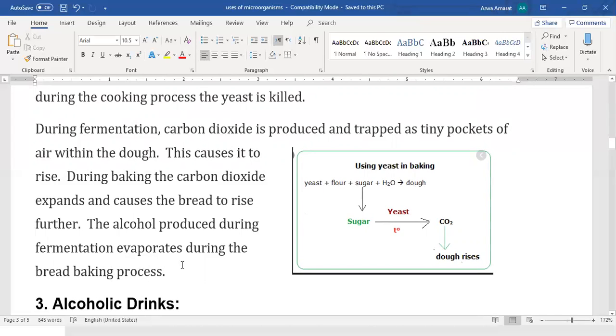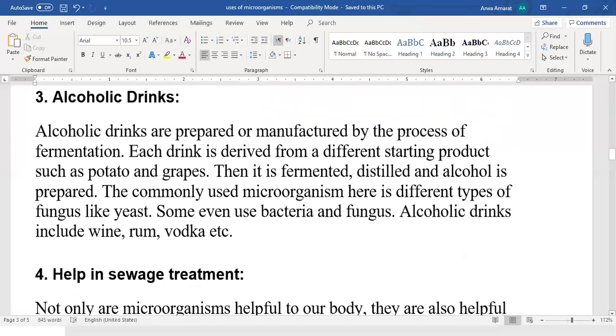Alcohol produced during the fermentation evaporates during baking. Alcoholic drinks are also made this way. They do it with different types to make alcoholic drinks, also by fermentation. But in this example, the alcohol remains, does not go away, and the drinks have alcohol. We have different types. Even bacteria and fungus can be used. What are the kinds of these drinks? Wine and beer, etc.